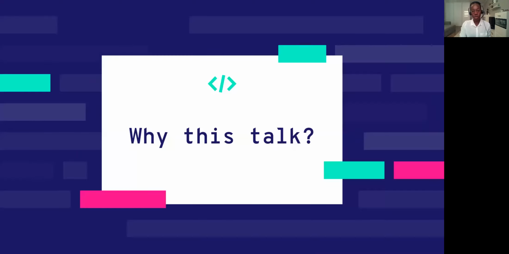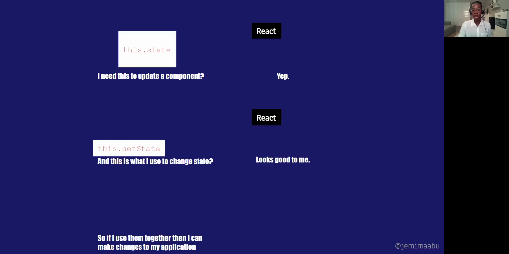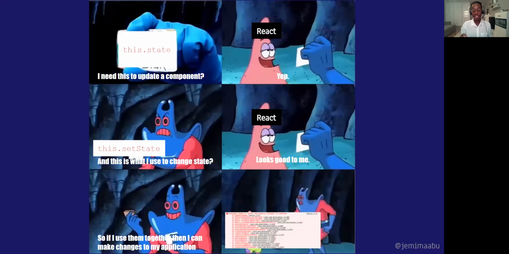Why do I want to give this talk on state management for React applications? Because when I first started with React, I was just coming from vanilla JavaScript. And in vanilla JavaScript, if you want to change something on the DOM, you want to update a value, you just need to get the element by ID and update the inner text or the inner HTML. But with React, it doesn't work that way.